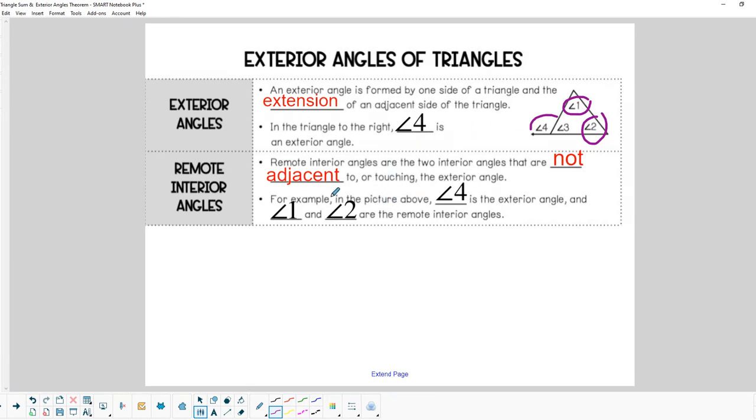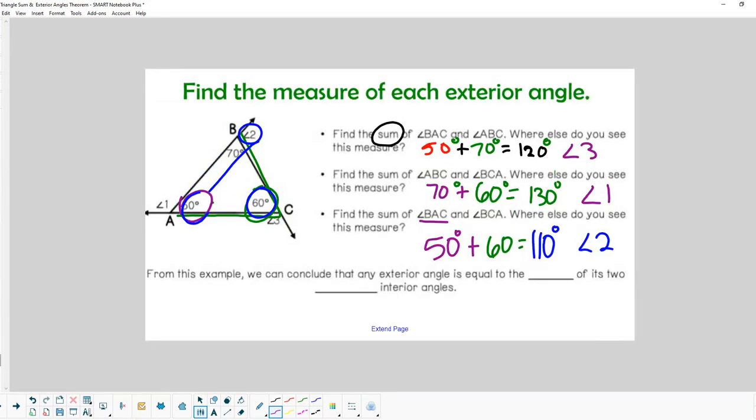Okay, so it turns out that what we're trying to say is that this angle 4 is equal in magnitude or amount to the angles 1 and 2 put together. All right, so here's another way to describe it. If you want, you can pause the video and figure that out.